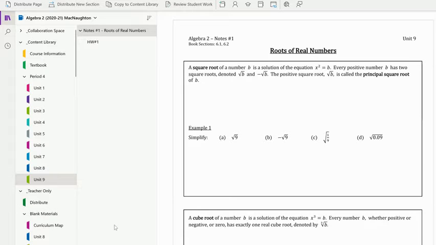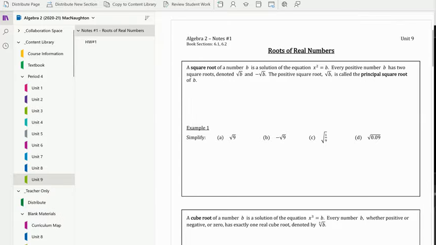All right, hi guys. We are starting on Unit 9 today, which we're going to look at some simplifying radicals, dealing with roots of real numbers, and then also we're going to start talking about imaginary numbers in this unit. But today we're just going to focus on some algebraic simplifying of square roots and of cube roots, which is new for us this year.